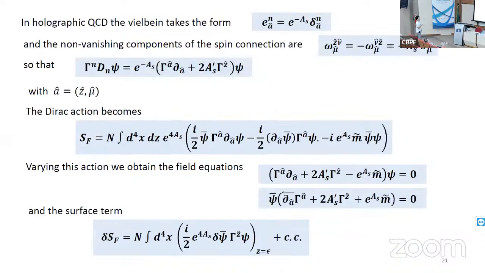So this is just some technical details about the field bind, the spin connection, but in the end, you end up with this effective action. This is in 5 dimensions. You end up having some kind of Dirac equations for psi and psi bar. So this is the action. If you vary the action, you find the Dirac equations in this curved background. You find a boundary term as well.